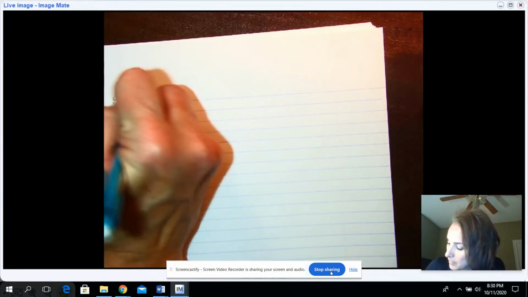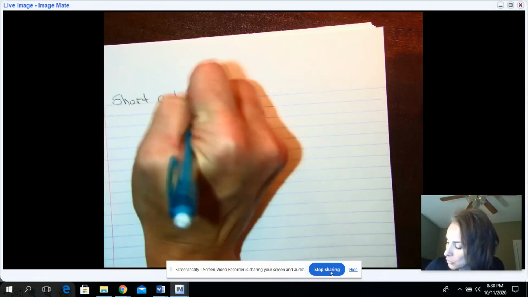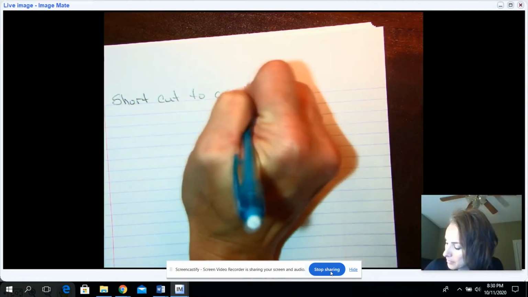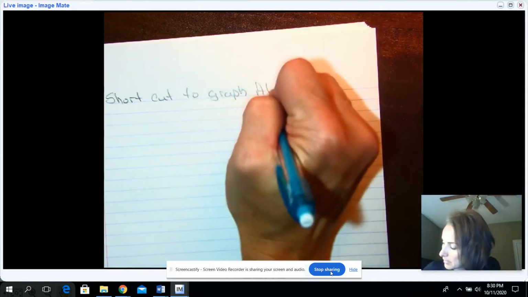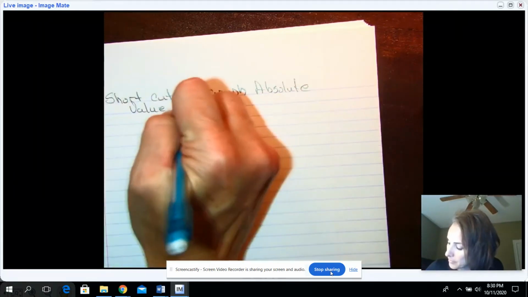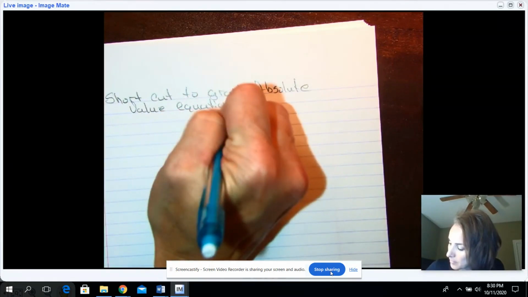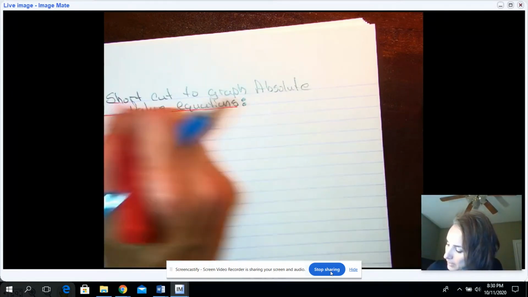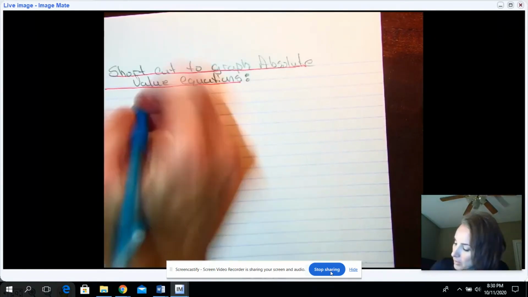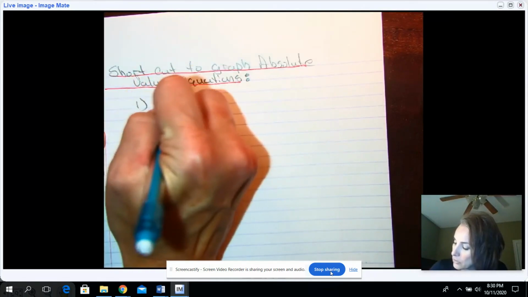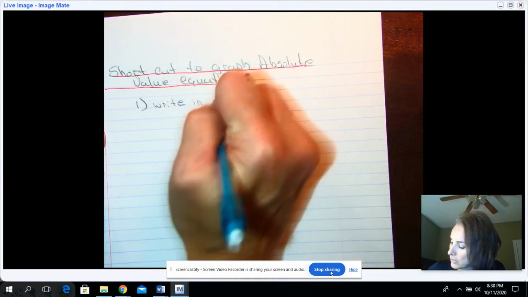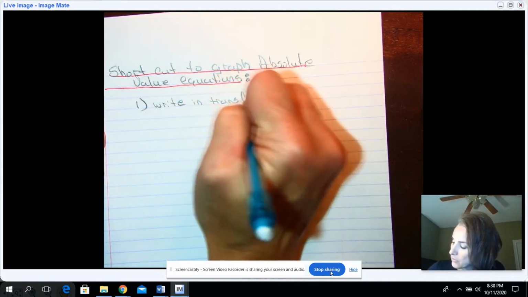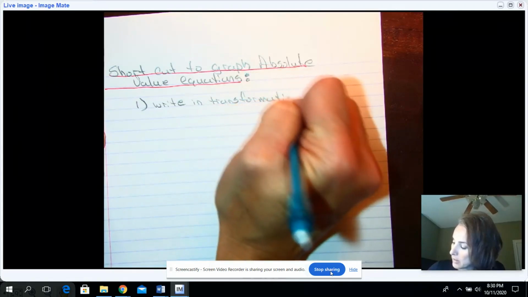Next thing is a shortcut to graph absolute value equations. So a shortcut to graph absolute value equations. All right, so here's what you're going to do. First thing you're going to do is write it in transformation form.